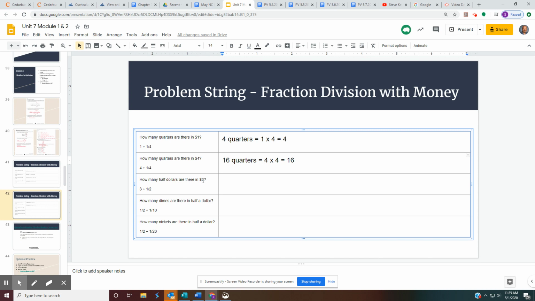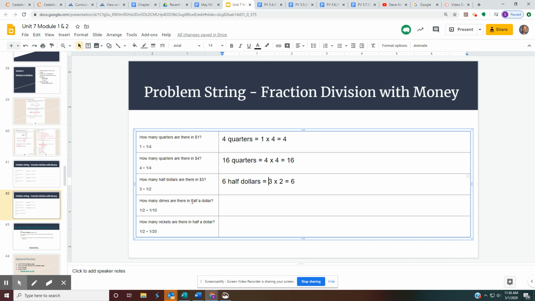How many half dollars are there in $3? So how many halves are in 3? Actually, this looks very familiar. This looks like it was on our pretest. I seem to remember that. But we'll take our 3 and multiply that by the reciprocal of 1/2. Do you remember what the reciprocal of 1/2 is? We flip our second fraction around so that the bottom number is on the top and the top number is on the bottom, which is 2 over 1, or 2 wholes, and that equals 6. Does that make sense that there are 6 half dollars in 3? Yeah, that makes a lot of sense to me.